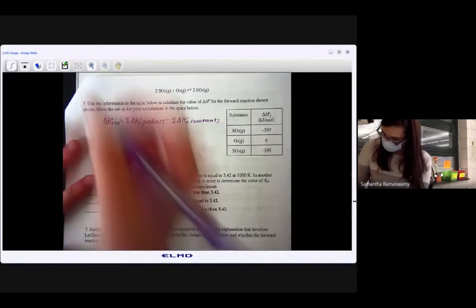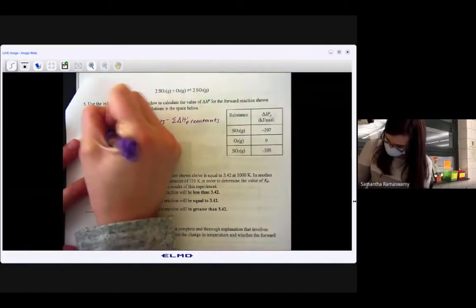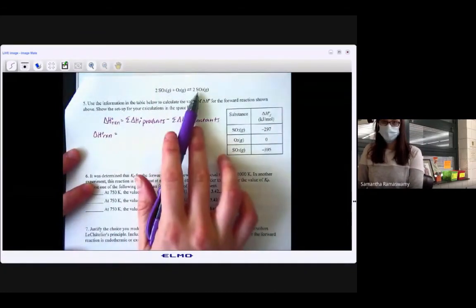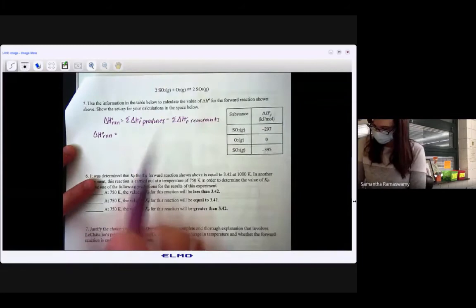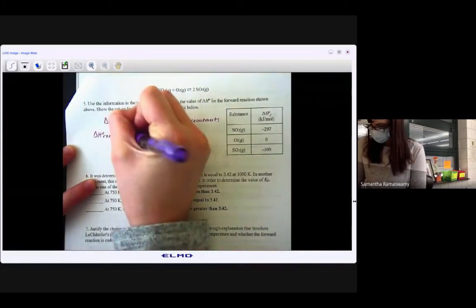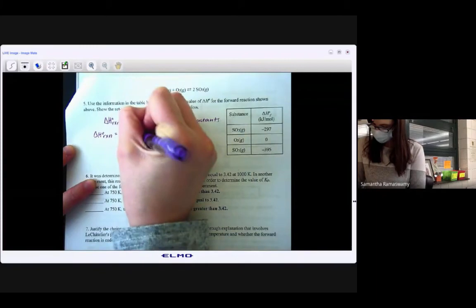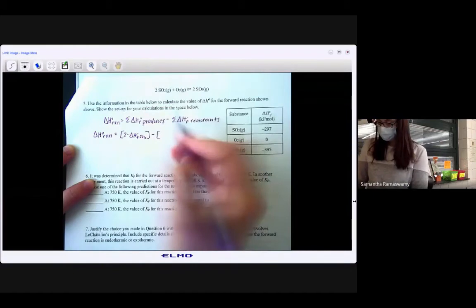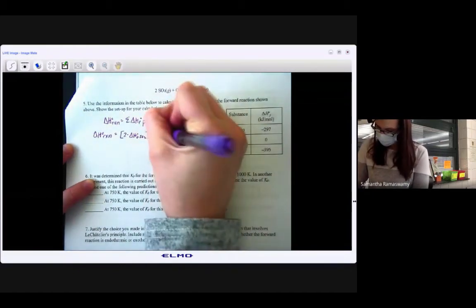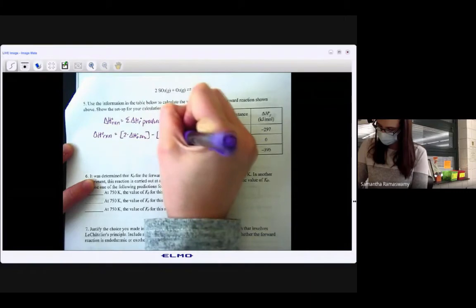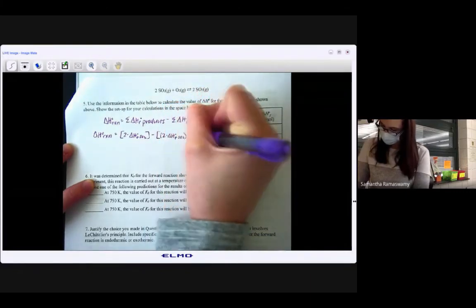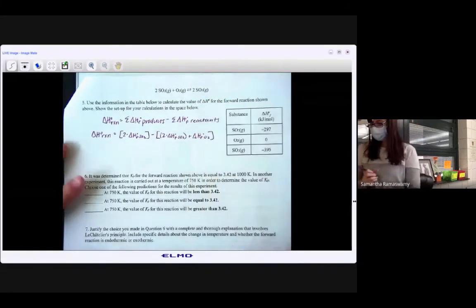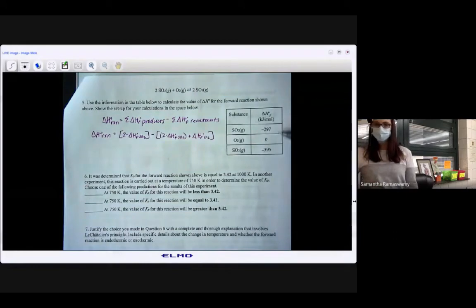Now, I'm going to go ahead and fill things in from the balanced equation. So my products, 2SO3. So I'm going to have 2 times the heat of formation of SO3 minus my reactants. 2 times the heat of formation of SO2 plus the heat of formation of O2. And now I can fill in using these values.